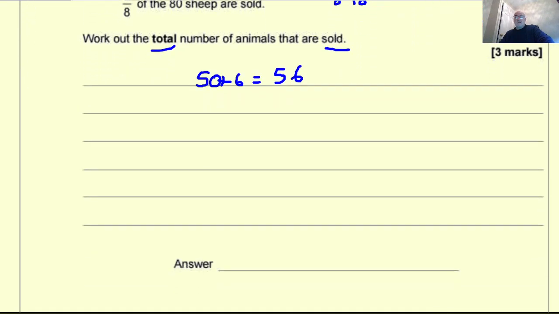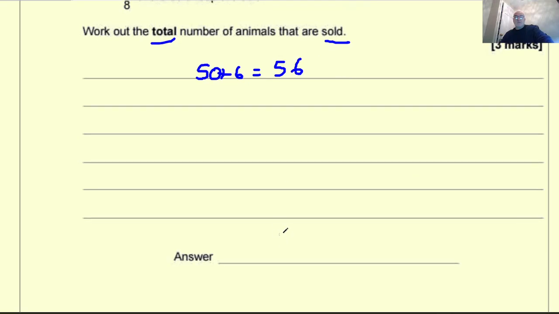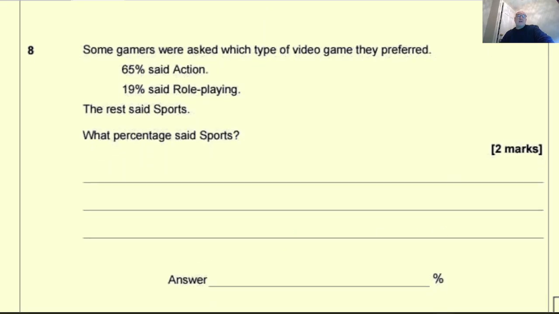If I look to the answer line, make sure you always put the answer on your answer line. 56 animals sold. Question 8. Some gamers were asked which type of video game they preferred. 65% said action, 19% said role playing, the rest said sports. What percentage said sports? Now again, we're back to percentage being out of 100.